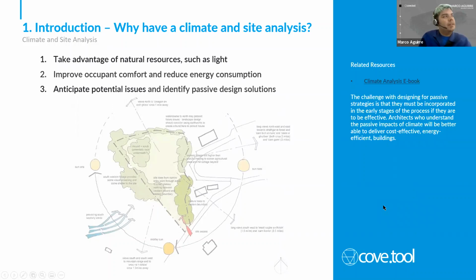So let's get started. Why is it important to have a climate and site analysis? There's three main reasons. First and foremost, they help us take advantage of all the different natural resources we have, things such as light, radiation, heat gain, natural ventilation, all the different things that can help us reduce our reliance on active systems. By looking at our climate report and better understanding how our client conditions can actually improve our occupants' comfort, we can help reduce energy consumption, thereby reducing carbon emissions.